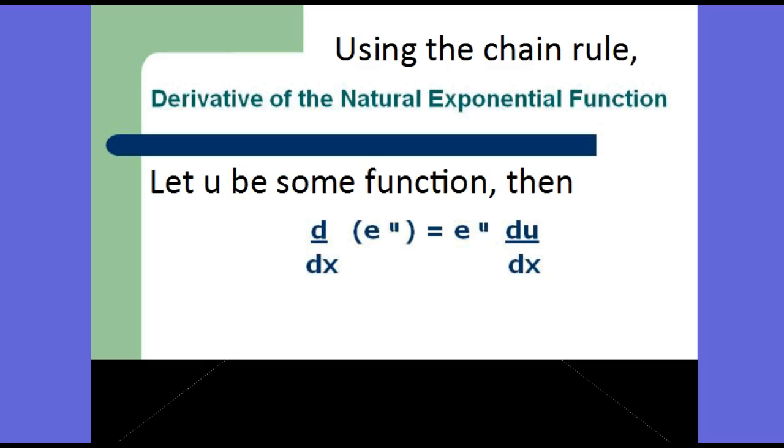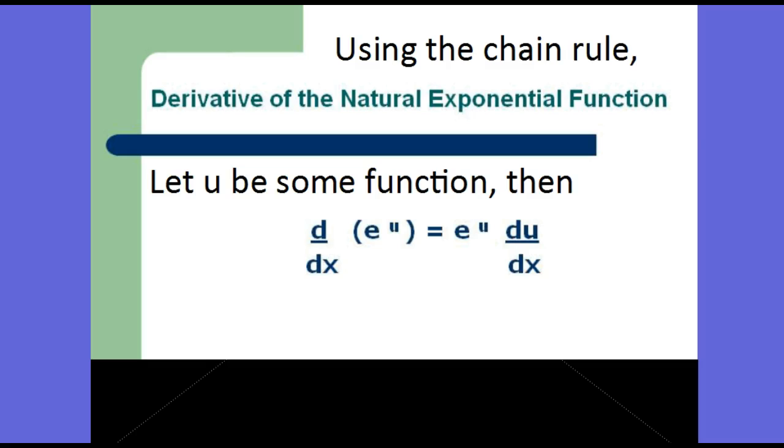Using the chain rule, we have to determine when a derivative's function is not just e to the x. So if you had something like e to the 2x, you need to take into account the derivative of 2x. So the derivative of an exponential with a chain rule is e to the u times du dx, where you're going to multiply e to the u by the derivative of u.